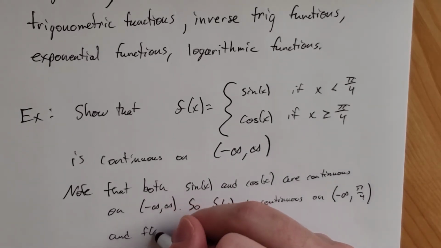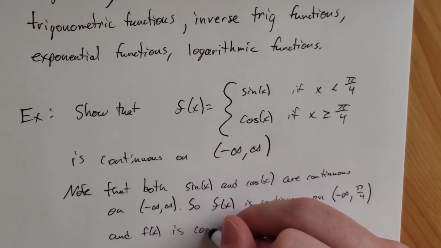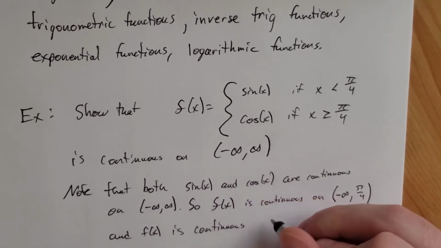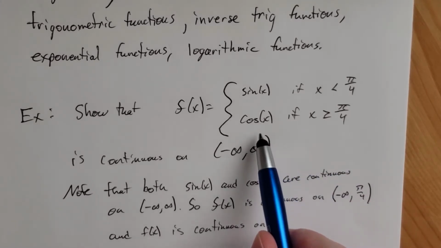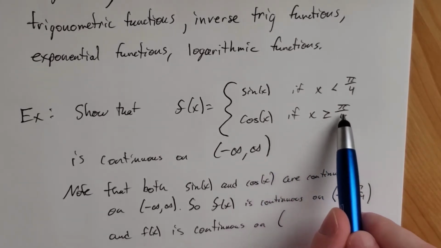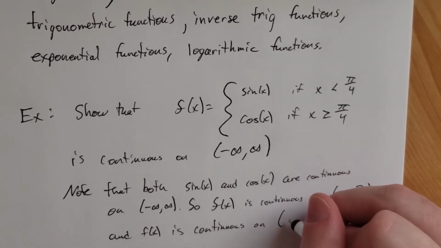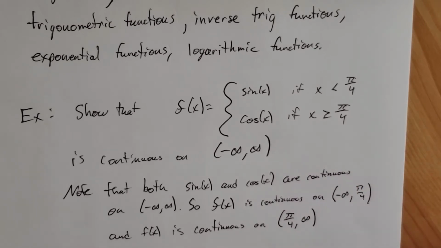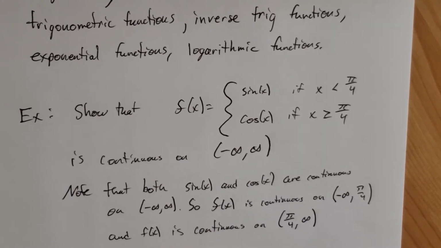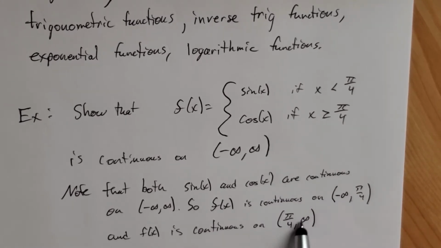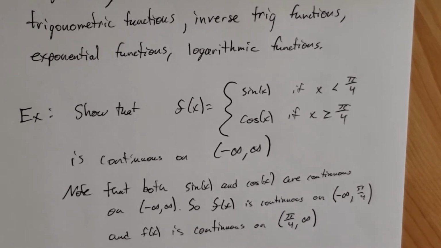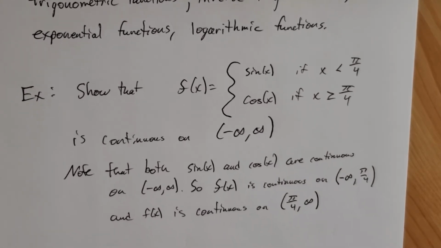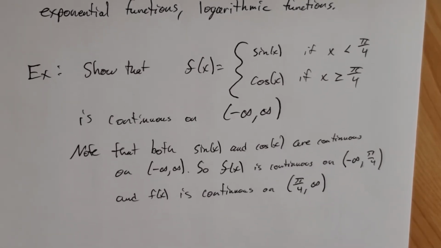And f of x is continuous on, since f of x is cosine of x from pi over 4 onward, from pi over 4 to infinity, since cosine of x is continuous everywhere, and in particular on this interval. So for both of those intervals, f of x is continuous on those entire intervals. Our only issue really is what happens at x equals pi over 4.